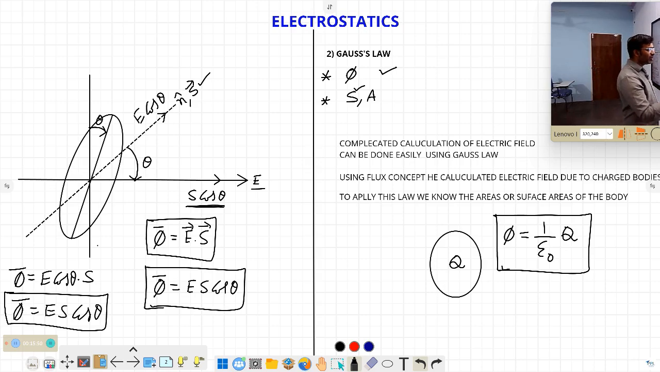In this case, if you take a positive charge, then the flux is also positive. In the case of a negative charge, the flux is also negative. So there are two types of flux according to the type of charge. If the charge is positive, positive flux. If the charge is negative, negative flux. And we have some explanation of the flux lines also. Here we can discuss that.